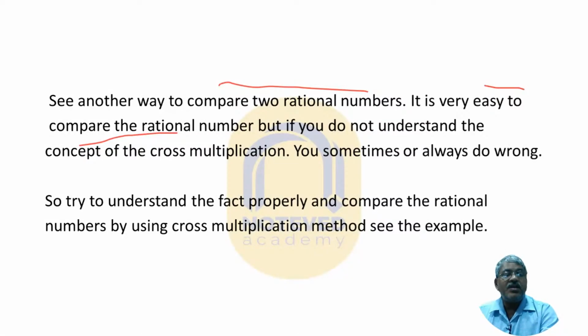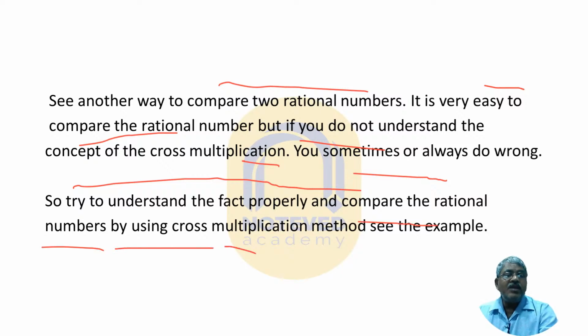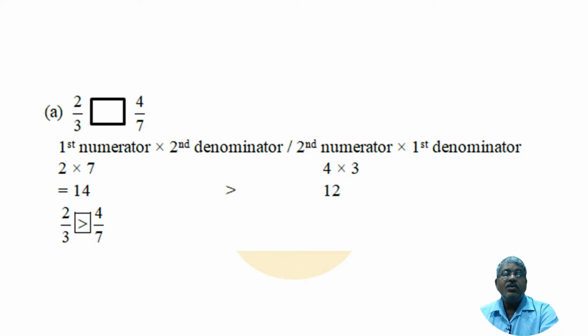To compare two rational numbers, it is very easy. If you don't understand the concept of cross multiplication, you sometimes or always do it wrong. So try to understand the fact properly and compare the rational numbers by using the cross multiplication method. And you see the example given here. Now, 2 by 3 and 4 by 7 are two rational numbers. Both numerators and denominators are different.